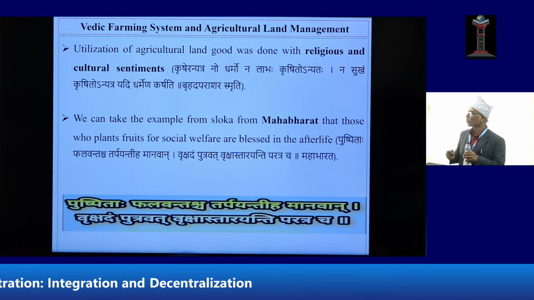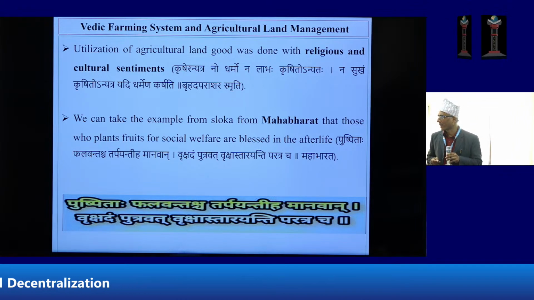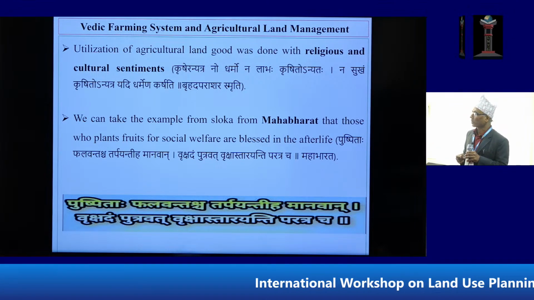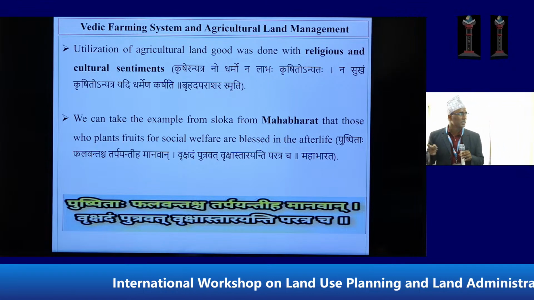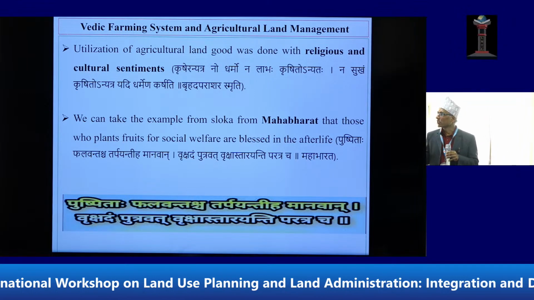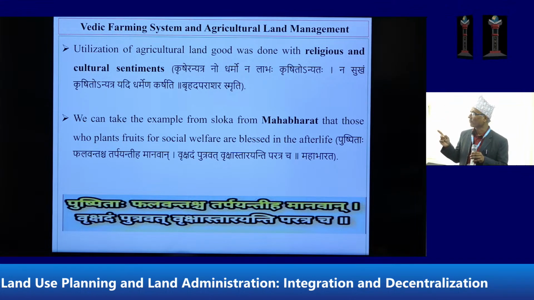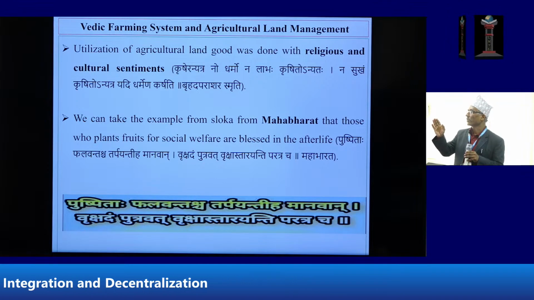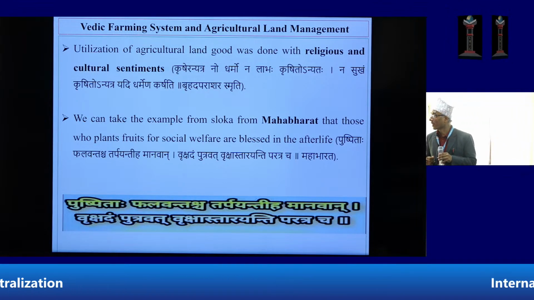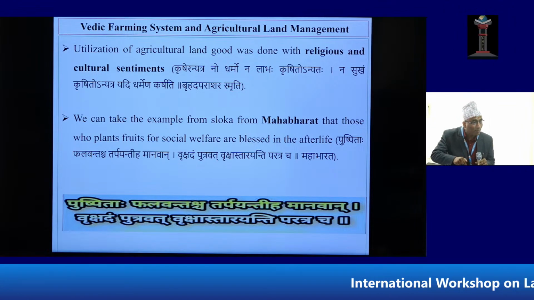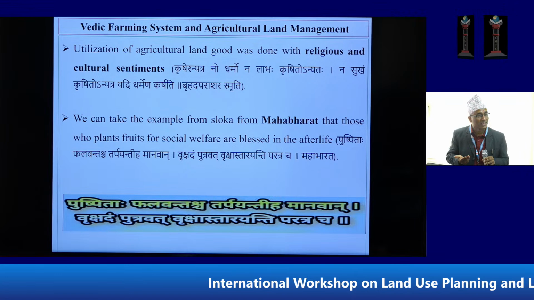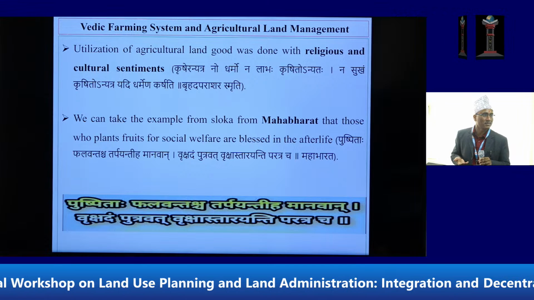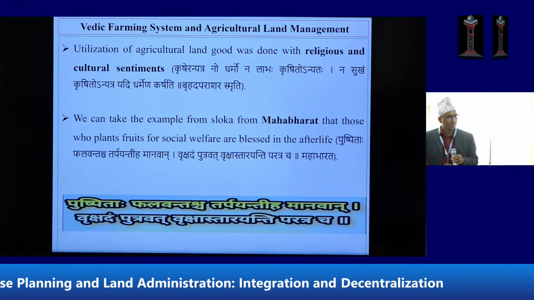And the next one is taken from the Mahabharata: Puspitaha phalavantascha tarpayanti manavan vrikshadam putravat vrikshas tarayanti paratra cha. The lesson from this sloka is that those who plant fruit trees for social welfare are blessed in the afterlife, not only in this life but also in the afterlife. This is the inspiration to make the best use of our agricultural land with fruit trees.